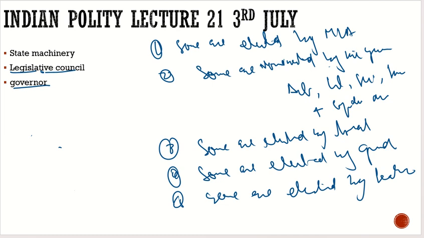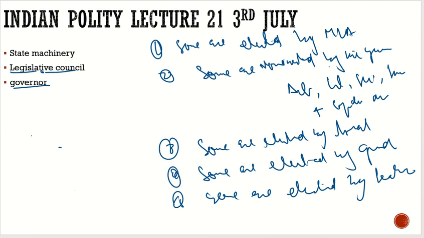No, it is not the same, because the legislative council is totally different. In the Rajya Sabha there are only two ways: one is nominated and another one is elected. But here it is very much different. So let's see. A legislative council has a very unique composition.